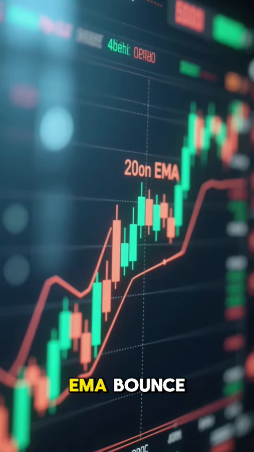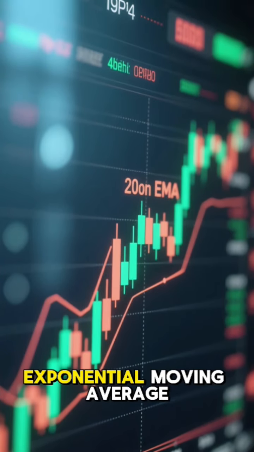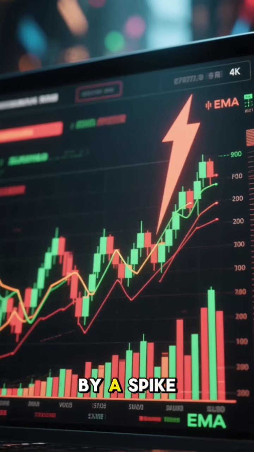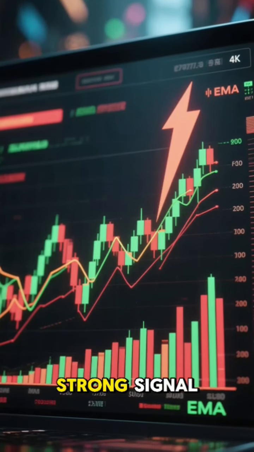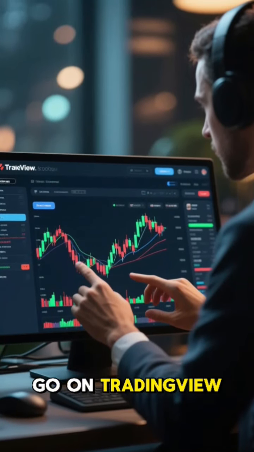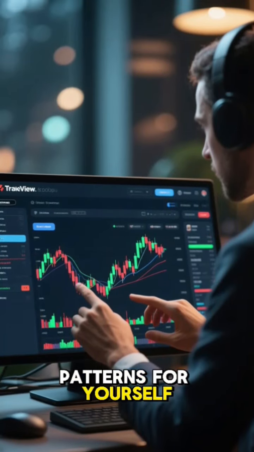Third is the EMA bounce. Look for the price to test the 20-period exponential moving average on the chart. If this test is accompanied by a spike in volume, it's often a strong signal for a reversal. A great weekend exercise is to go on TradingView and look at historical charts to spot these patterns for yourself.